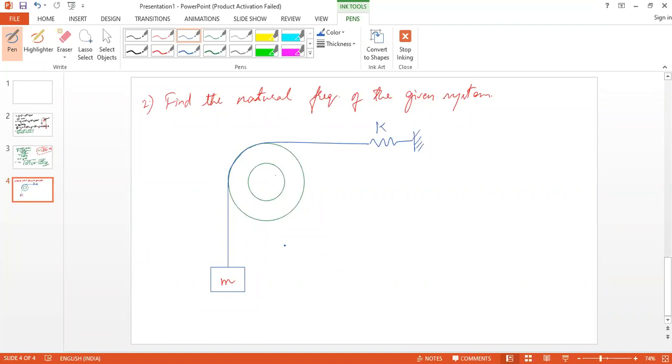Now this is the spring constant K and mass M, and this is the center of the pulley.